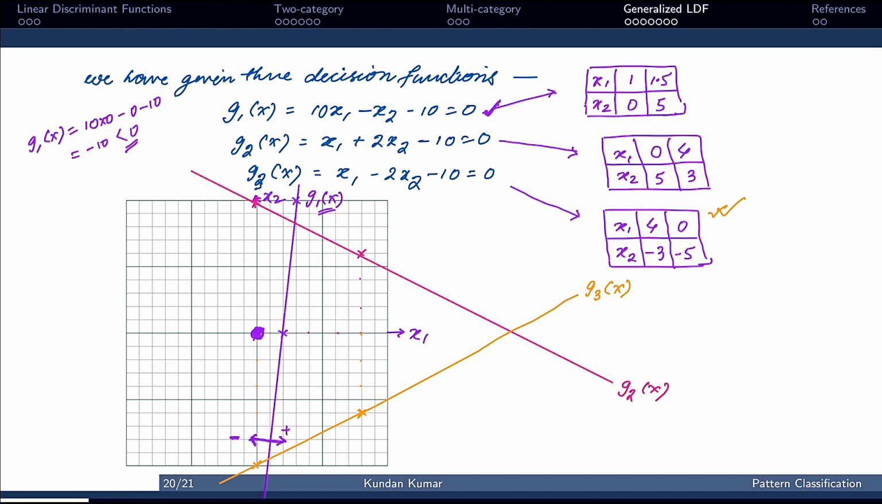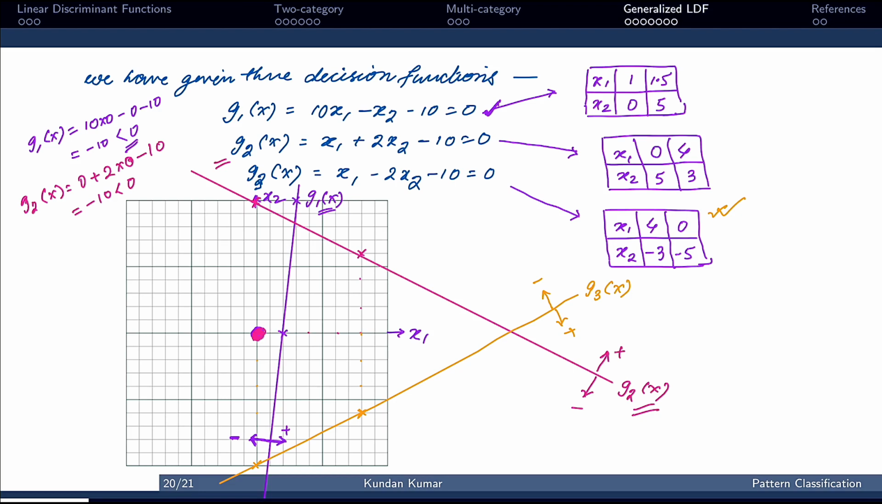Similarly, we can compute for g2(x). Just put the origin in g2(x): g2(x) equals 0 plus 2 into 0 minus 10. So this is minus 10, which is less than 0. That means the origin side of g2(x) will be negative and the other side will be positive. Similarly, for g3(x) we can compute and obtain that the origin side is negative and the other side is positive.